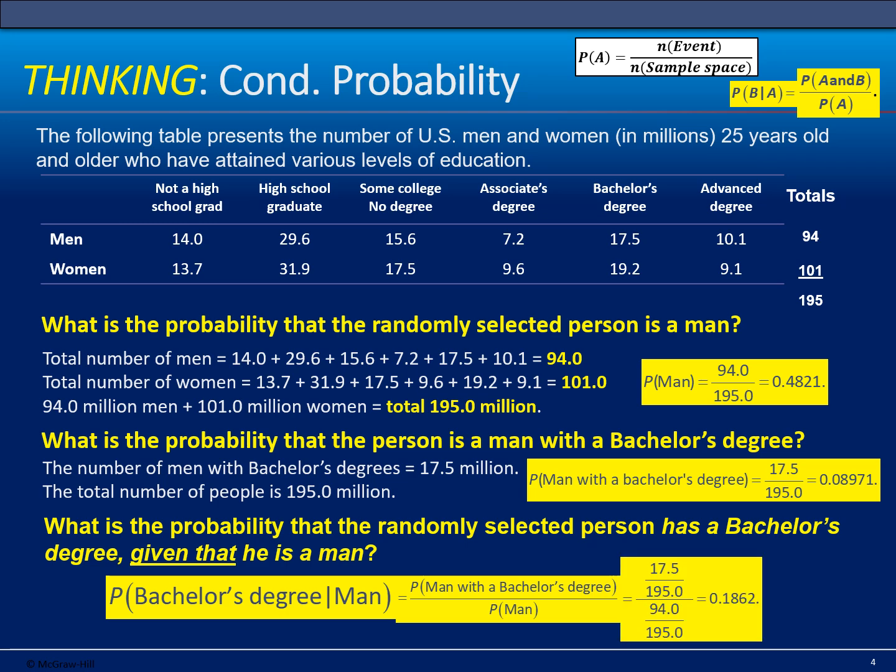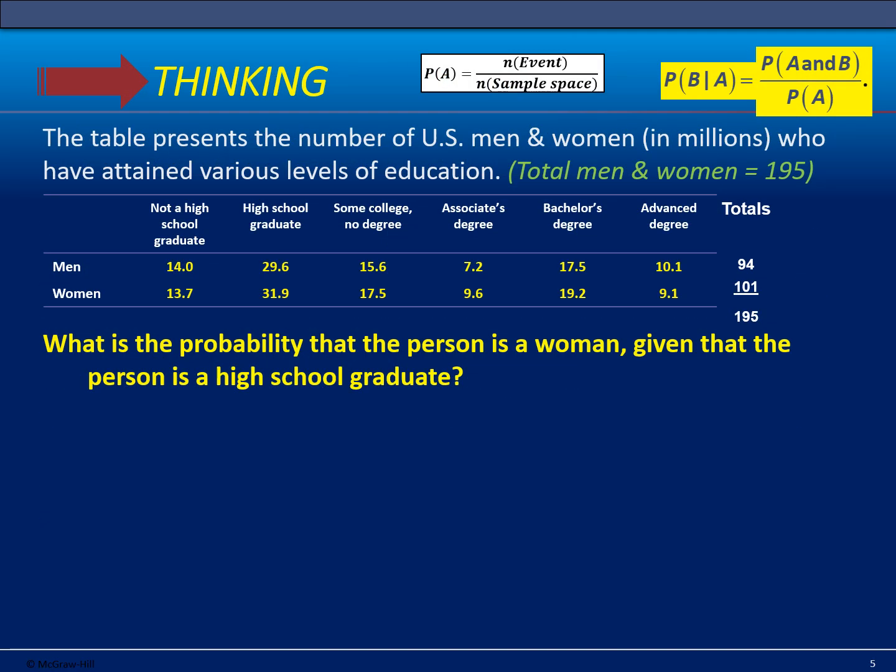Notice what happens here: the total population cancels out. When you divide a fraction by a fraction, you multiply by the reciprocal. So really this is the same ratio as 17.5, the bachelor's degree, over the total number of men, which is quite interesting. All right.